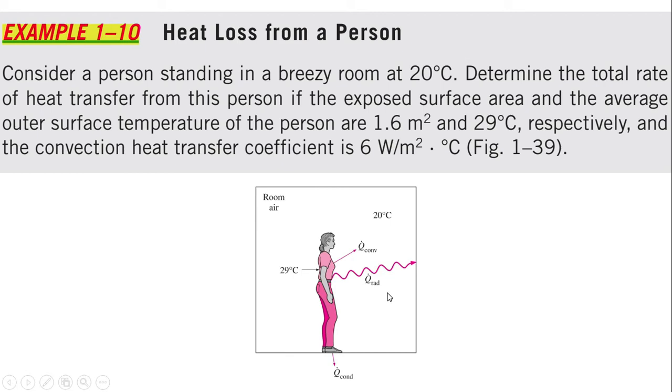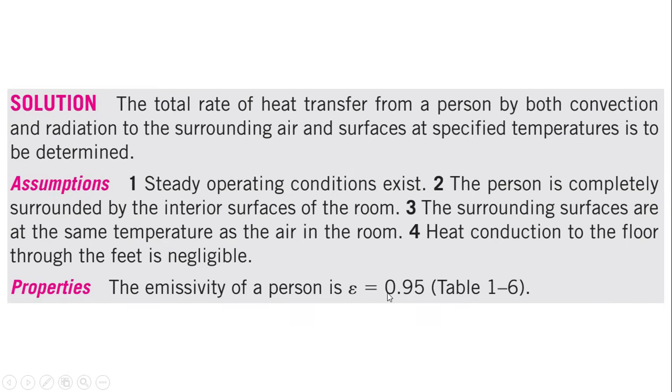Let's have a look at the solution of this problem. We have to determine the total rate of heat transfer from a person by both convection and radiation to the surrounding air and the surfaces at the specified temperature.